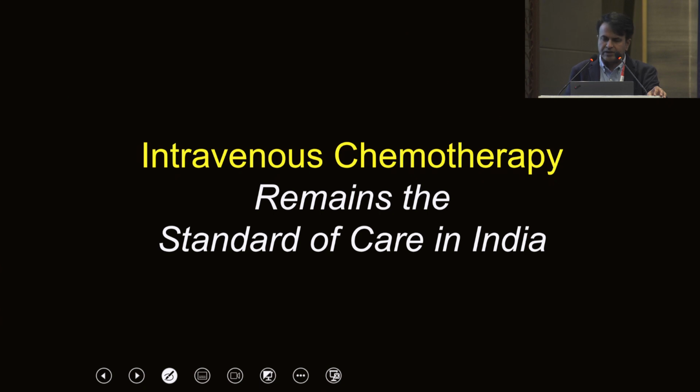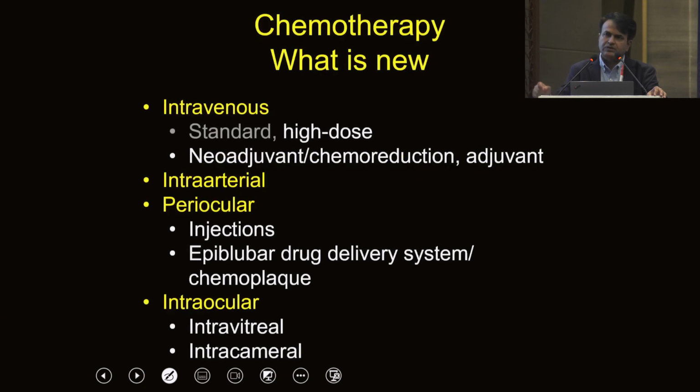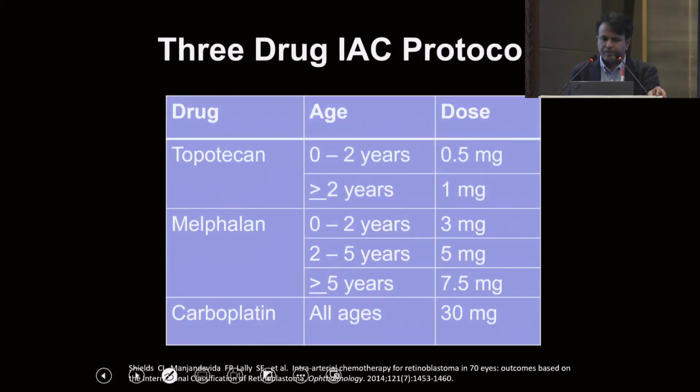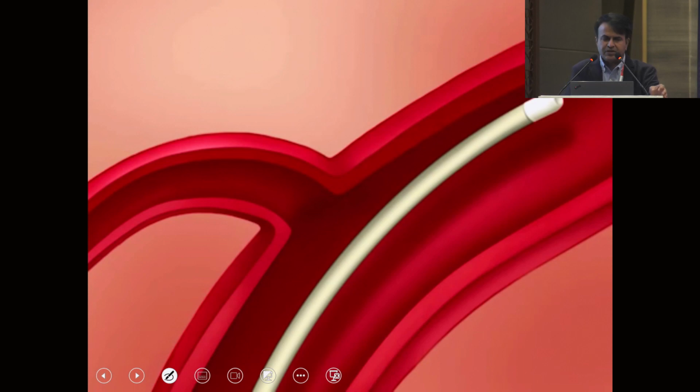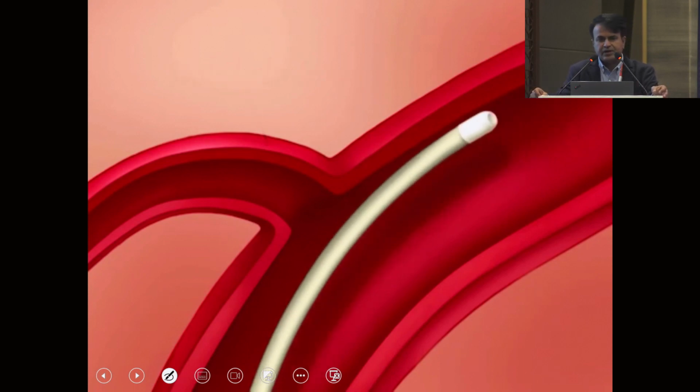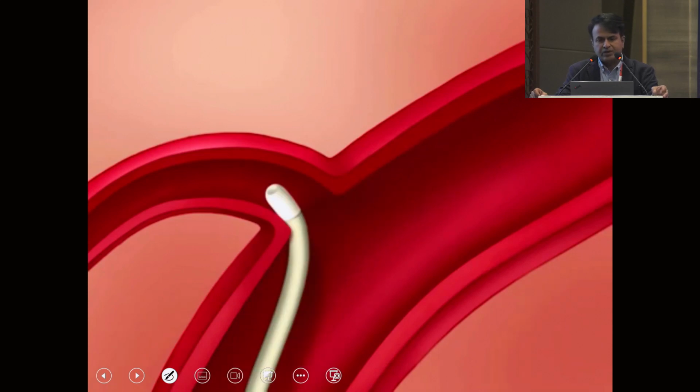It does remain the standard of care in India, but what has happened in the last 15-20 years is that there are newer forms of chemotherapy that have come into vogue, such as intraarterial chemotherapy, periocular chemotherapy, and intraocular chemotherapy. Now, for intraarterial chemotherapy, we can use either melphalan, which is a single drug, or in combination with topotecan and carboplatin. An interventional neuroradiologist gets us access to the ophthalmic artery, after which we take over and inject these drugs right into the ophthalmic artery under visualization and monitoring.